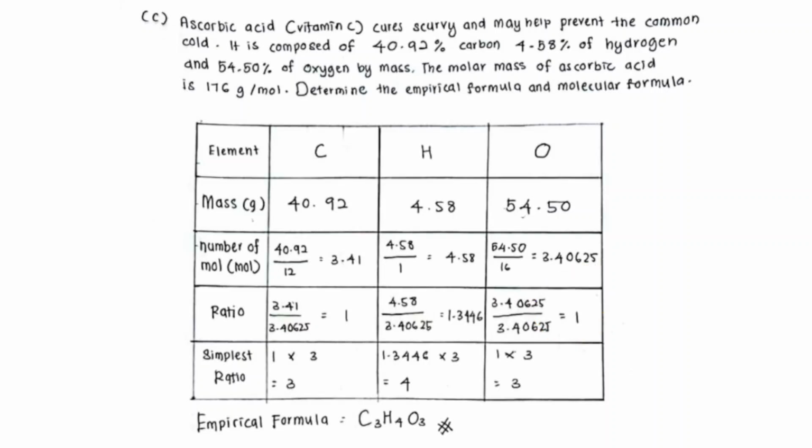So we need to find the simplest ratio. So we need to multiply by another number. Start with a small number, for example 2, and if you don't get a whole number, try the next number, which is 3. So for carbon, 1 times 3, and you will get 3. And for hydrogen, 1.3446 times 3, and you will get 4. And the oxygen also 1 times 3, and you will get 3. Hence the empirical formula is equal to C3H4O3.